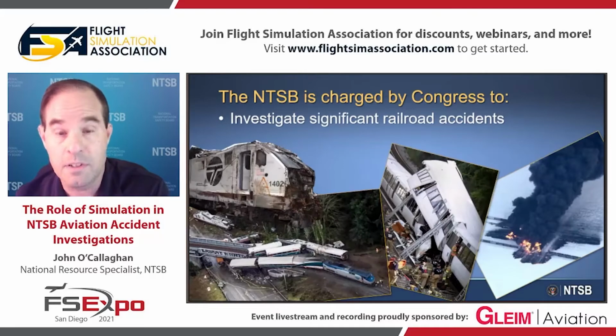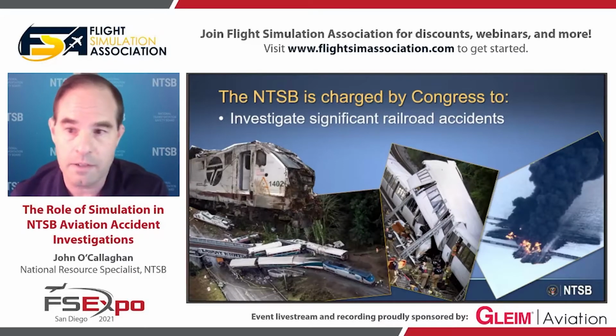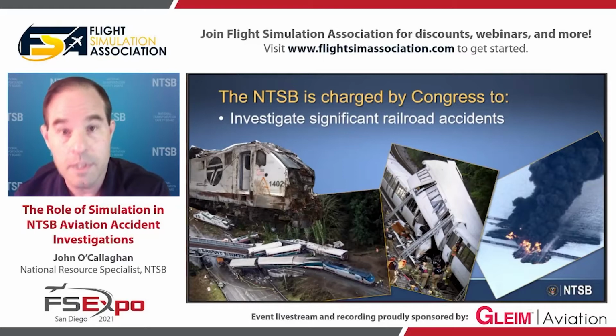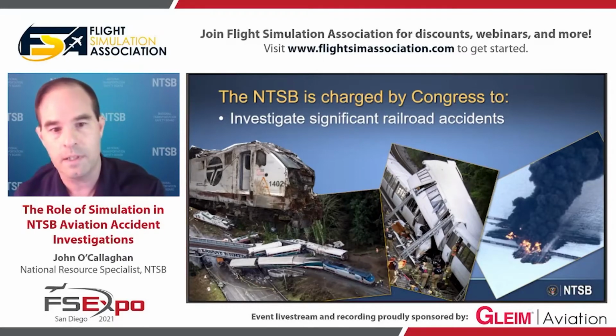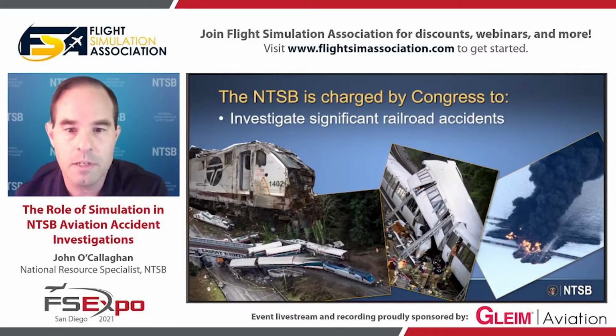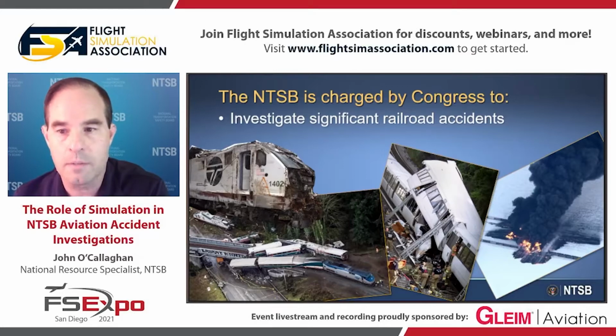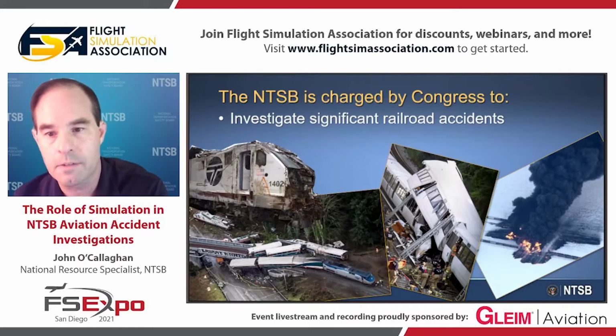The NTSB is not mandated to investigate all accidents in other transportation modes, but is mandated to investigate significant accidents in those modes. Significant railroad accidents investigated by the NTSB, and pictured here, are the 2017 derailment of an Amtrak passenger train in DuPont, Washington, the 2009 collision between two Washington Metro light rail trains, and the 2013 derailment and fire of a BNSF freight train transporting crude oil near Castleton, North Dakota.